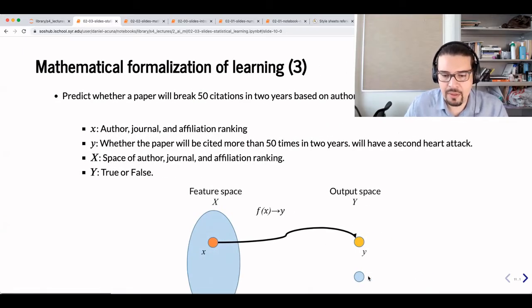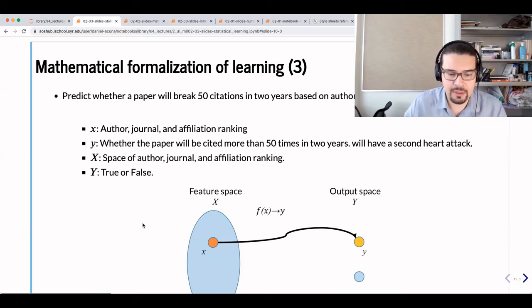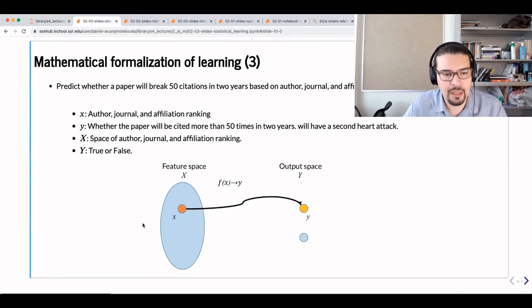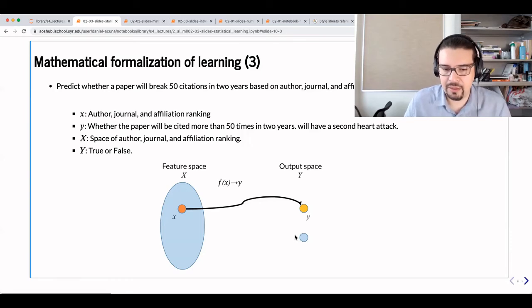Now, when you have the other problem, predicting the hit papers, I'm going to make this smaller. Hopefully that works. The outcome is a little bit simpler in that you just have two outcomes, two discrete outcomes. So it's a different type of problem.